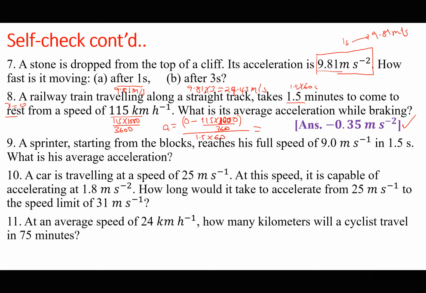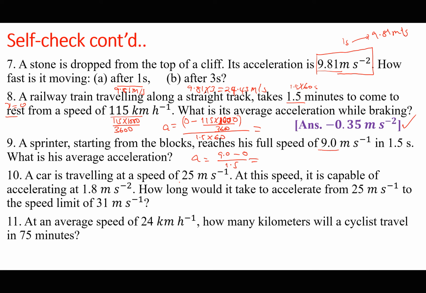A sprinter starting from the blocks, that means initial velocity is 0, reaches his full speed of 9.8 meters per second in 1.5 seconds. What is the acceleration? So acceleration is going to be final velocity minus initial velocity divided by time.